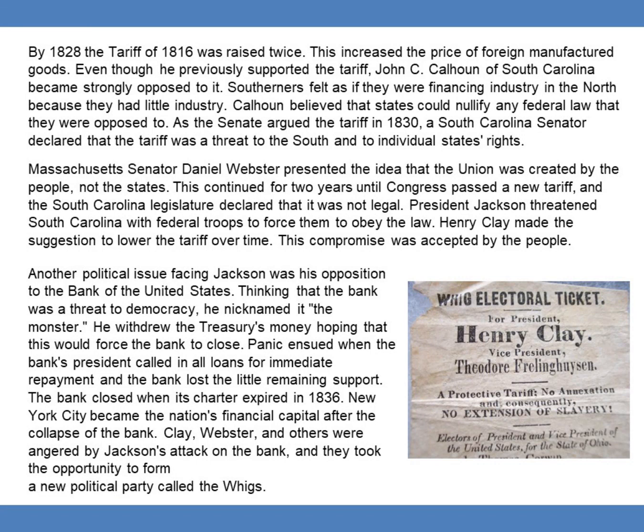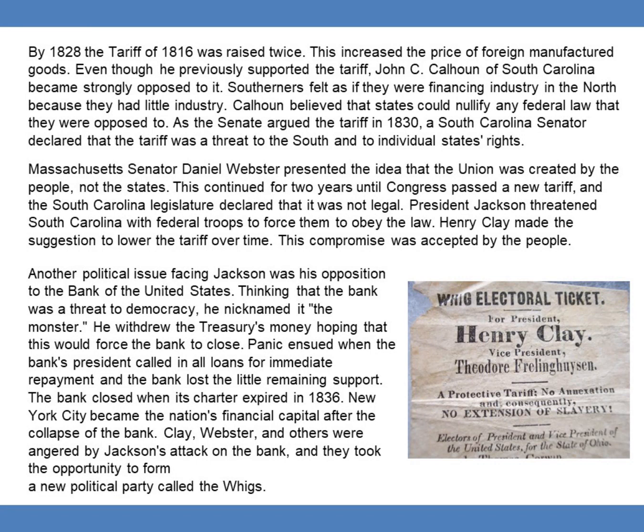Another political issue facing Jackson was his opposition to the Bank of the United States. Thinking that the bank was a threat to democracy, he nicknamed it the Monster. He withdrew the Treasury's money, hoping that this would force the bank to close. Panic ensued when the bank's president called in all loans for immediate repayment, and the bank lost the little remaining support. The bank closed when its charter expired in 1836.